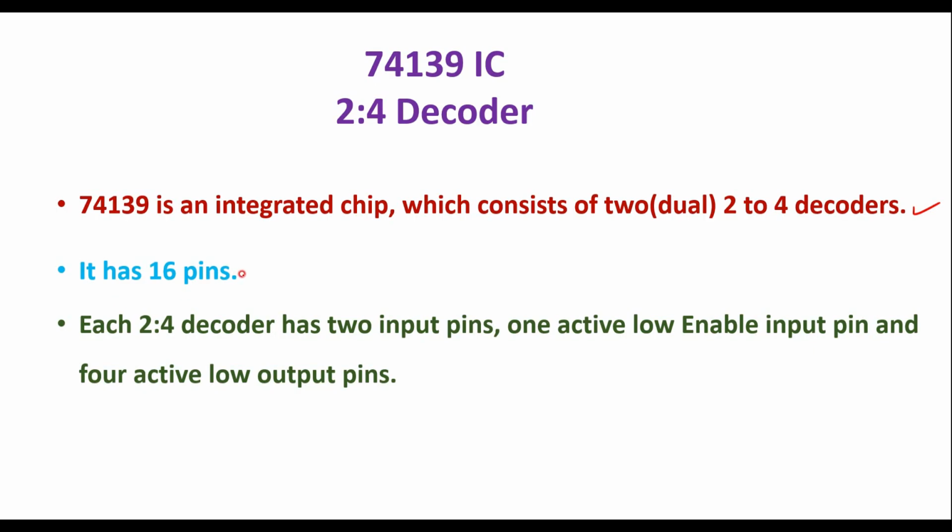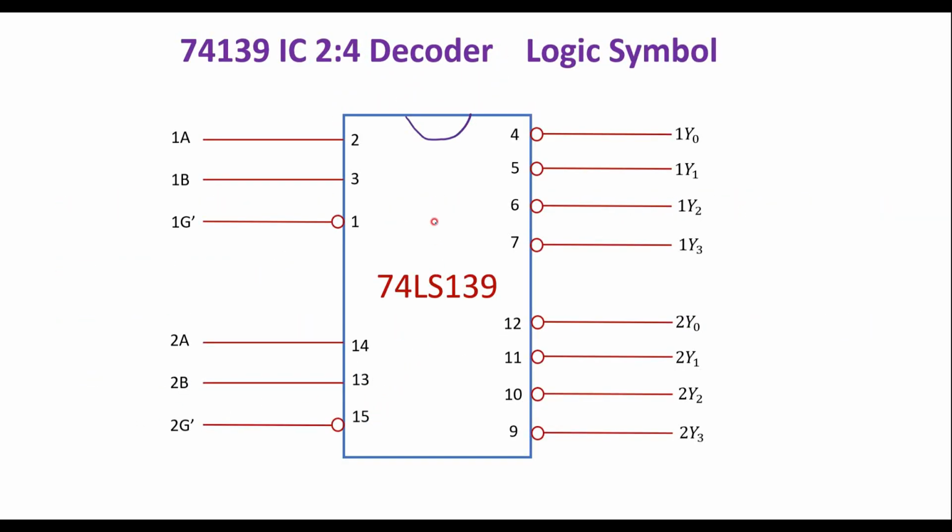It has 16 pins. Each 2-to-4 decoder, as I said, it consists of dual 2-to-4 decoder. Each 2-to-4 decoder has two input pins, one active low enable pin and four active low output pins. Here we can observe that, as I said, 74139 consists of dual 2-to-4 decoder. So here this part is one 2-to-4 decoder, this is another 2-to-4 decoder.